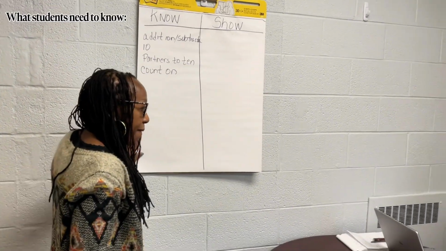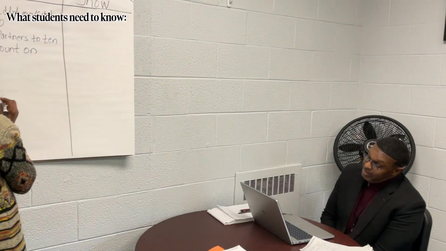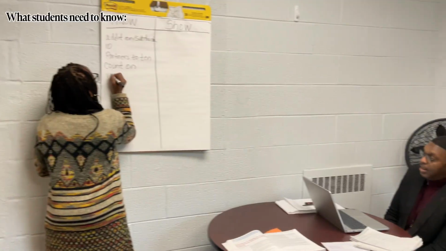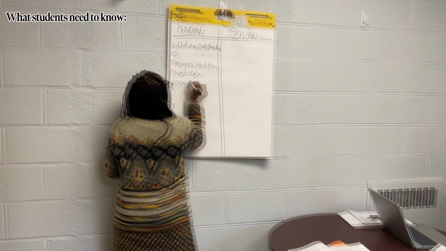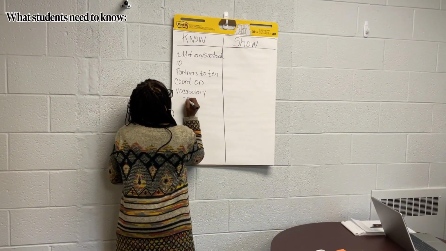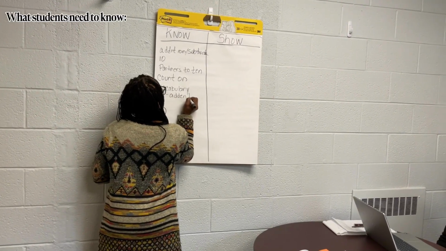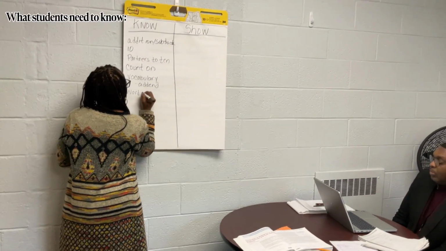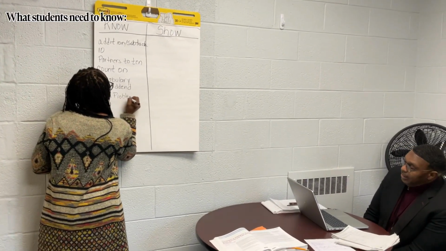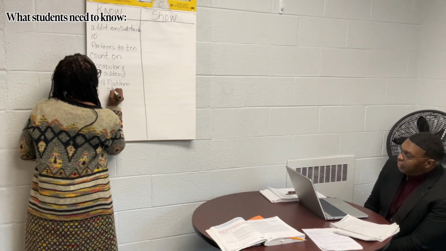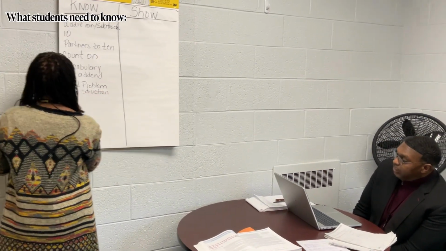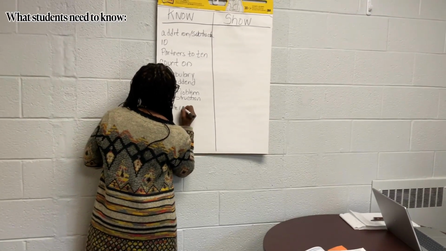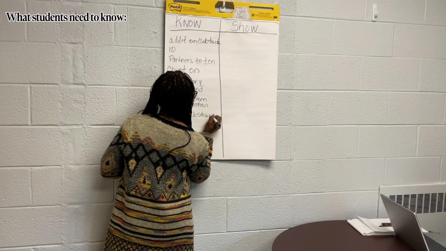Okay, and I have a few things we should probably add. They do need to understand vocabulary in this area. They need to know the meaning of addend. They also need to have a basic understanding of word problem structure. Yes. And the last thing I would add is they do need to have an understanding of connections between concrete, pictorial, and abstract representations, using objects, pictures, and equations in this area.